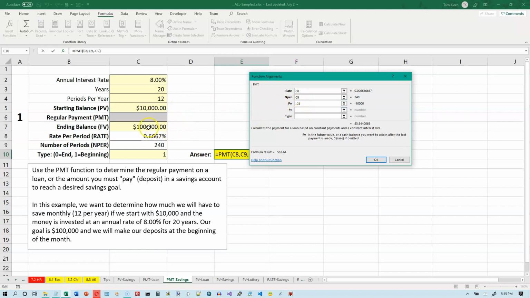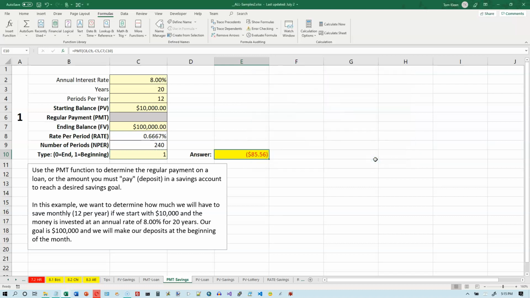The future value is going to be the 100,000. Click on C7, and the type is going to be what's here in C10. And the values are showing up over here, and the result is $85 down here, and click on OK. And it looks like we have to save $85.56 every month in order to reach that goal.